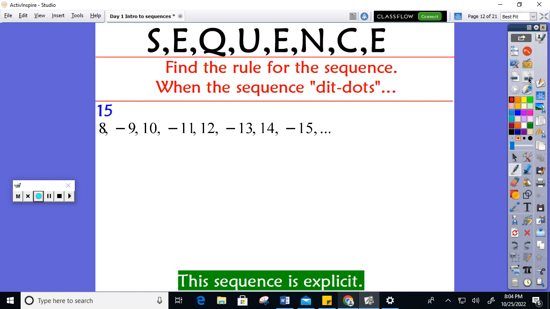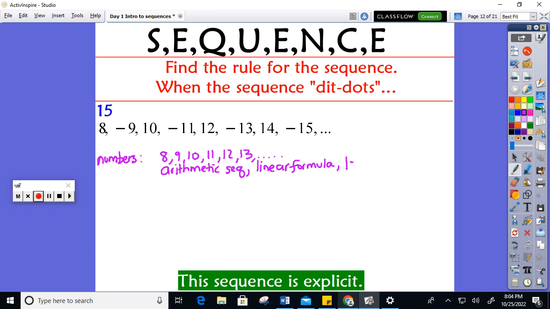All right, so I'm going to break it down and say, okay, numbers. Don't worry about signs for a minute. Numbers. The numbers go 8, 9, 10, 11, 12, 13. Hey, I'm adding 1 every time. So again, what I know, arithmetic sequence, linear formula. That 1 that I'm adding every time, which is called a common difference, that becomes the slope.